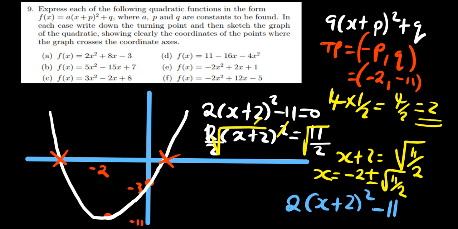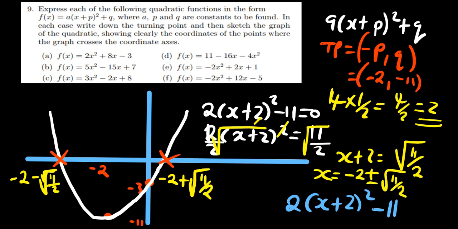So therefore my points will be: the first point will be -2 minus the square root of 11 over 2. This one would be -2 plus the square root of 11 over 2. I'm done for that one, and that's how we do for the rest of these ones. Okay, very, very important for you to understand and to know.